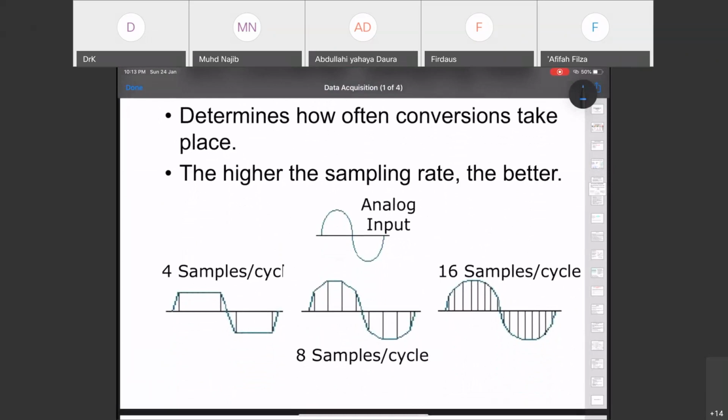For example, this is 4 samples per cycle. If a cycle equals 1 second, then you can get the number in terms of hertz. In this case, you have 4 hertz. In this case, you have 8 hertz. And here you have 16 hertz, meaning that you have 16 samples in a second. In this case, 8 samples in a second, and in this case, 4 samples in a second. All right. Again, there are so many sampling rates you can choose, but which one should you choose?